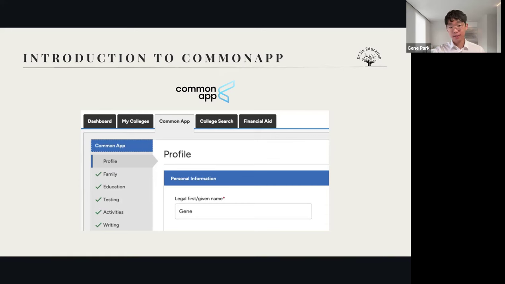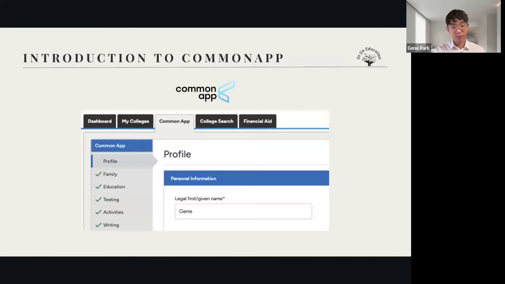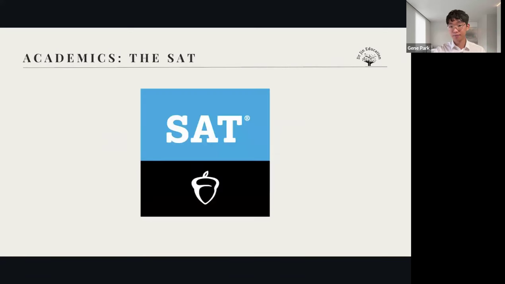So that is the Common App in a nutshell. Now we're going to look again at this donut chart, and look at the individual sections specifically. In terms of academics, the most important one, arguably, though there's a lot of debate about that actually, is our first component, the SAT.